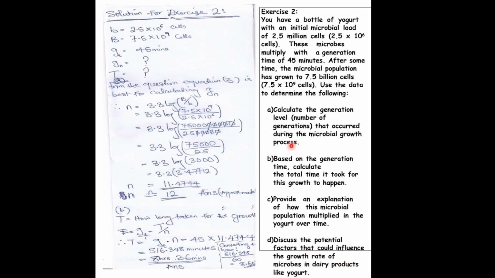Okay, the first two questions, which we are more interested in for the calculation, are given in this solution here. First of all, anytime you have this kind of question, extract the parameters for you to know the best equation, either equation 1, equation 2, or equation 3, that is best suited for this example. When we extract the values, the initial microbial load is 2.5 times 10 raised to the power 6 cells. The final microbial load is 7.5 times 10 raised to the power 9 cells. Then you have the GT, which is given here. Then you also have the GN, generation level, unknown, and the total time, unknown.